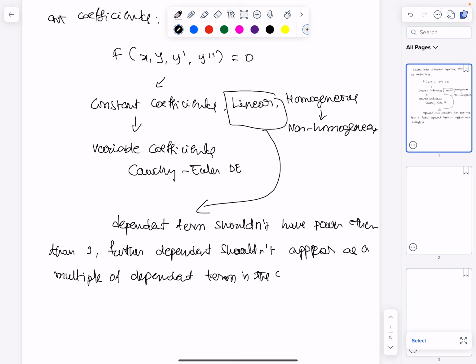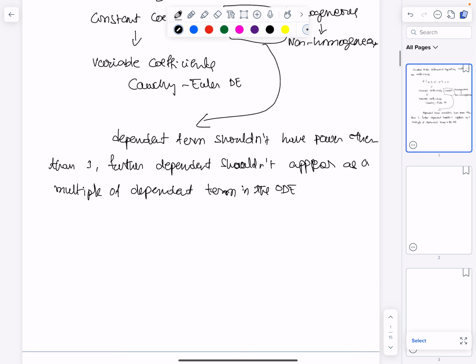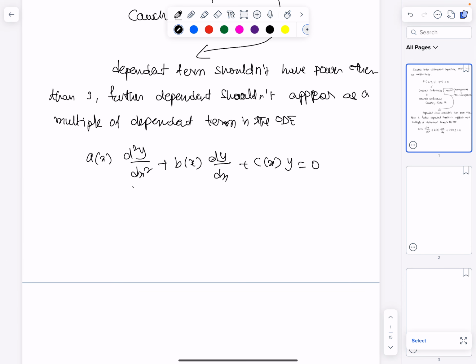in the ODE. So for example, you have a differential equation a of x d square y by dx square plus b of x dy by dx plus c of x into y is equal to 0. You see here everywhere the dependent term is present, therefore it is homogeneous. Further, the dependent term's power is 1, everywhere it appears only one time, no products of dependent terms appear, therefore you can say that it is linear.